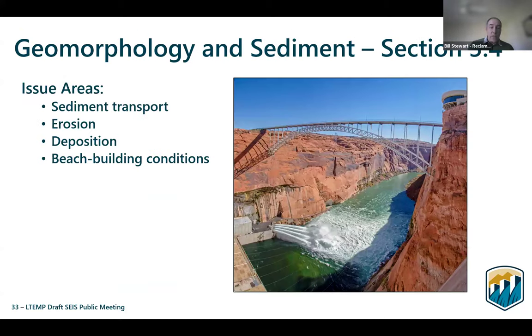So moving on to the geomorphology and sediment, this is found in section 3.4. The issue areas that were identified were sediment, erosion, deposition, and beach building conditions. And I'll summarize kind of high level results. Next slide.